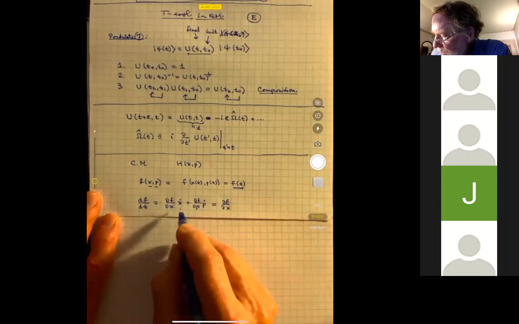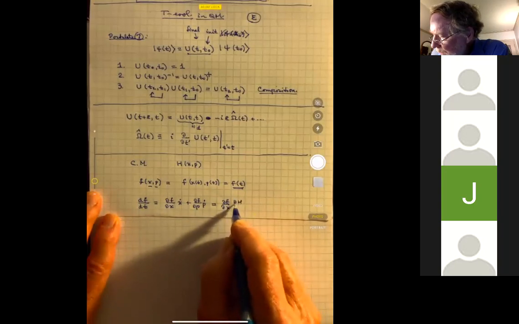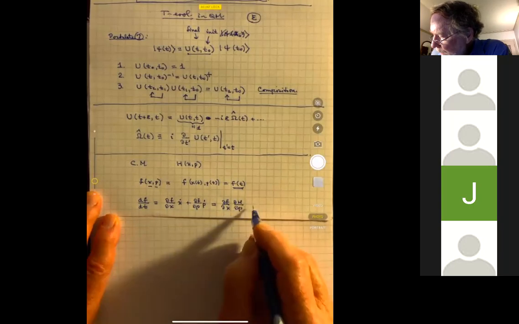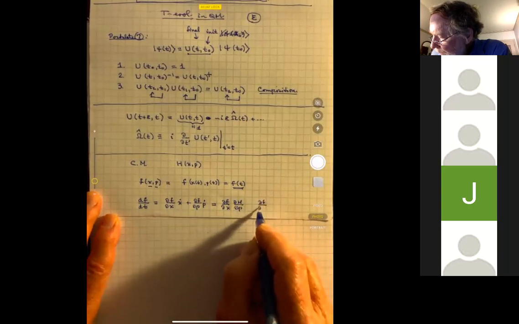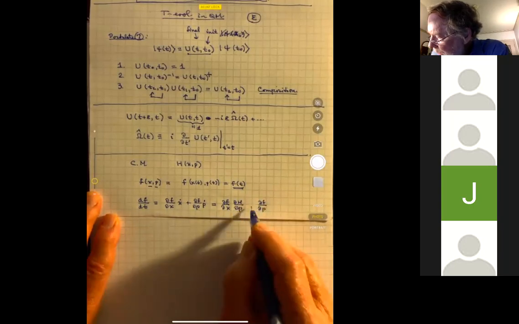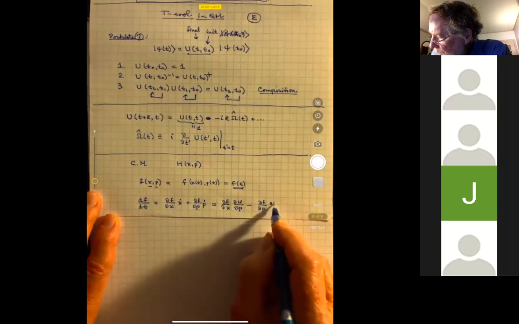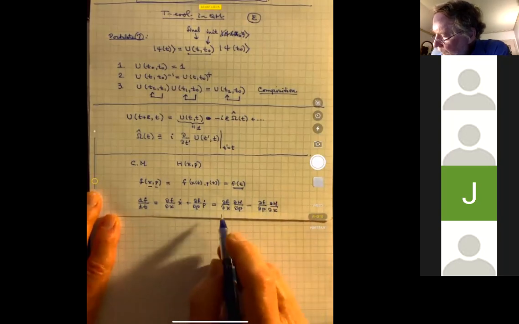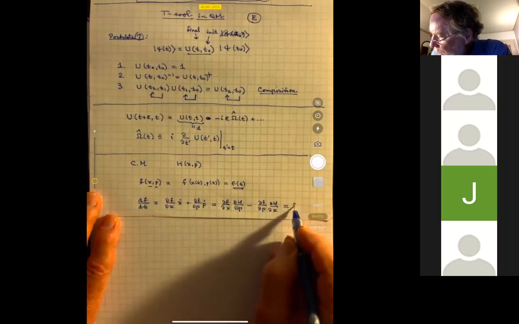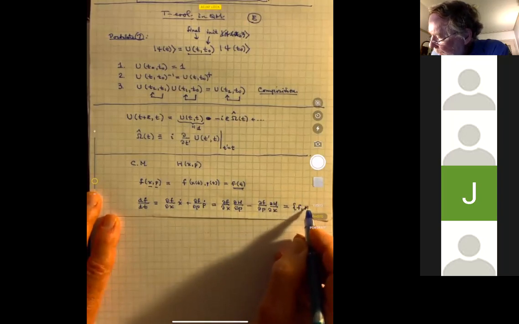Now, by Hamilton's equations, x dot is equal to dh dp, and then I've got the df dp over here. And by Hamilton's equations, p dot is minus dh dx. So I put that in like that. And what you see appearing here now is a Poisson bracket of f with the Hamiltonian h.